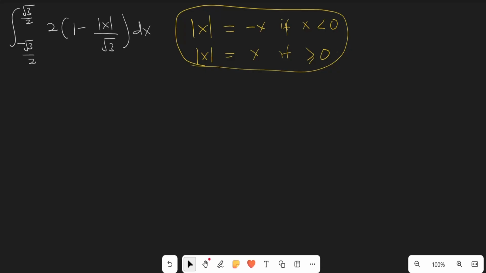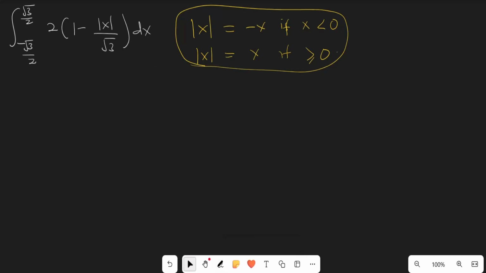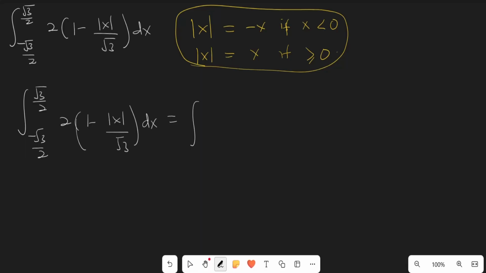So our limits will run from negative square root of 3 over 2 to positive square root of 3 over 2. This integral really can be split into two different integrals. The integral of 2 times 1 minus the absolute value of x over square root of 3 dx can be split into two. That's the integral from the negative side, that is when x is less than 0, the negative values.